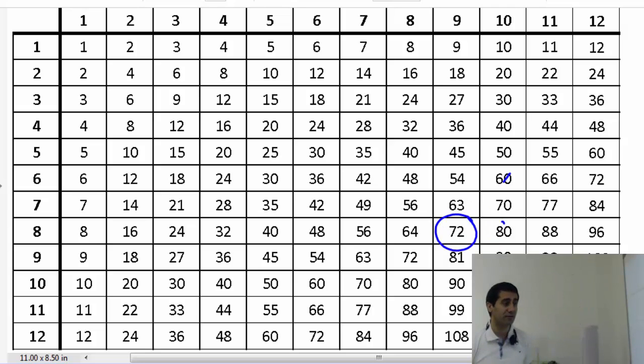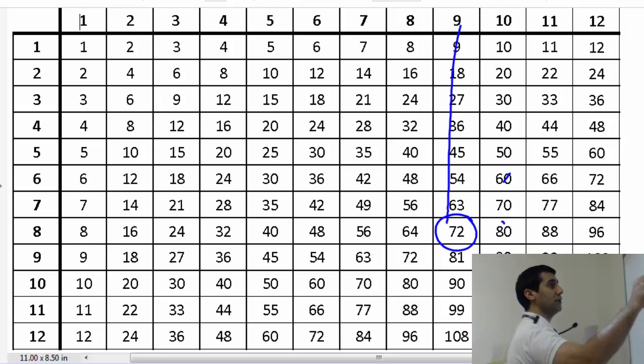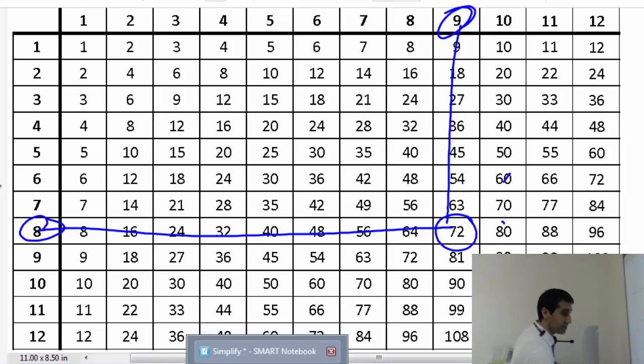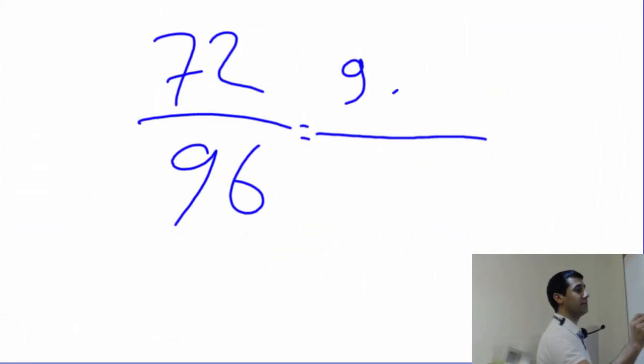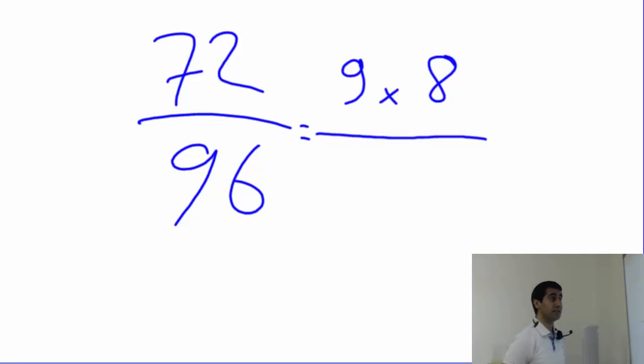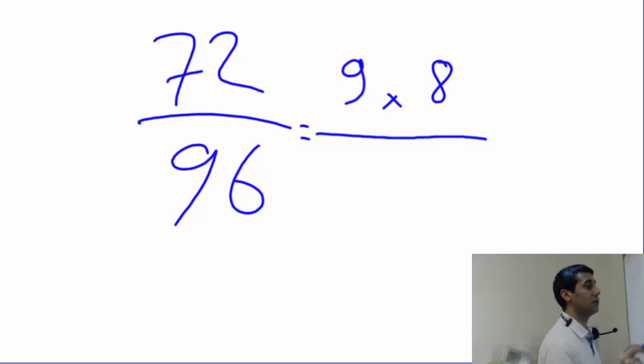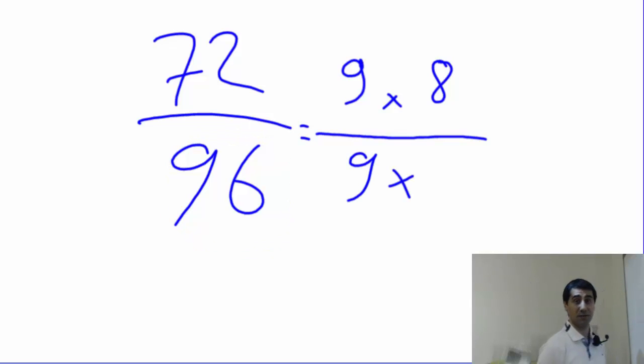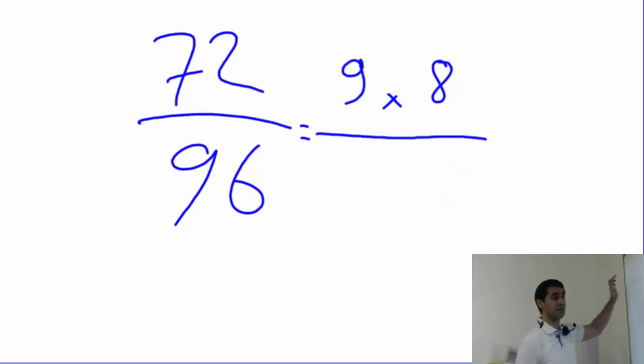So how do you get 72? According to this, if I do 9 times 8, I will be getting 72. Let's go ahead and write that down. 9 times 8 will give me 72. So my job here is to write down that number, 96, as the multiplication of 9 if possible. If not, I'm going to write that down as multiplication of 8. One of those. So let's start with 9.